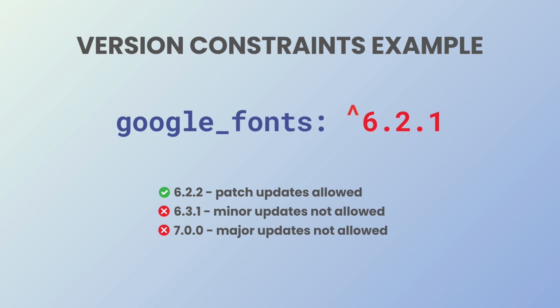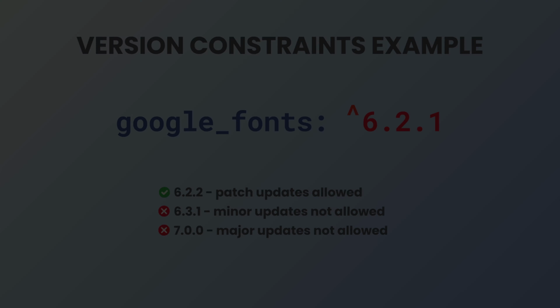So if version 6.2.2 of Google Fonts is released, the next time pub get is run, the Google Fonts package will be updated. However, if version 6.3.1 or version 7.0.0 is released, neither one will be updated because these are minor and major updates and not a patch update.